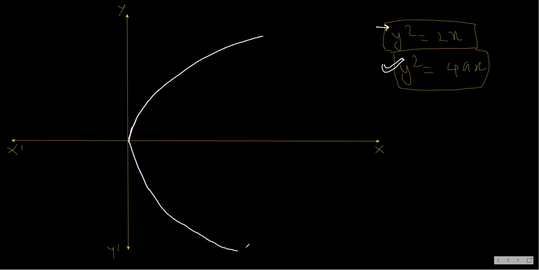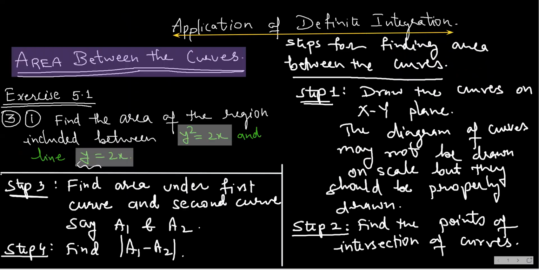So here I have y square equals to 2x. Then I have the line y equal to 2x. The next one is the next curve. You are finding area between the curves, but here you have one curve and one line. It means the steps will remain the same.